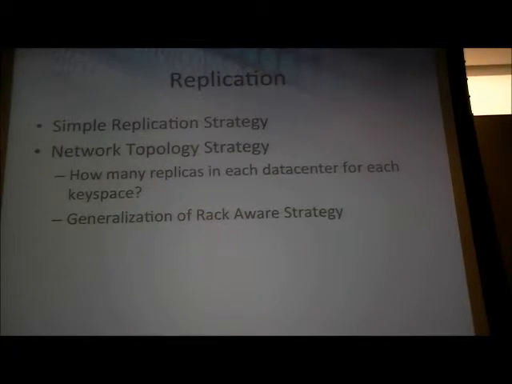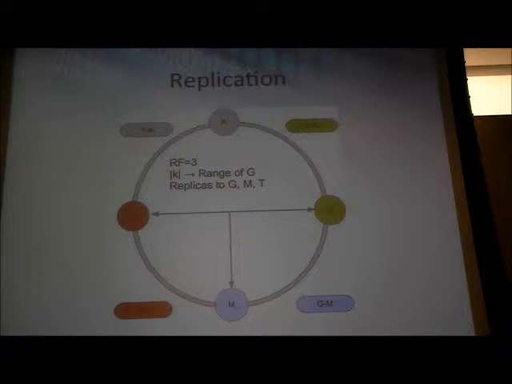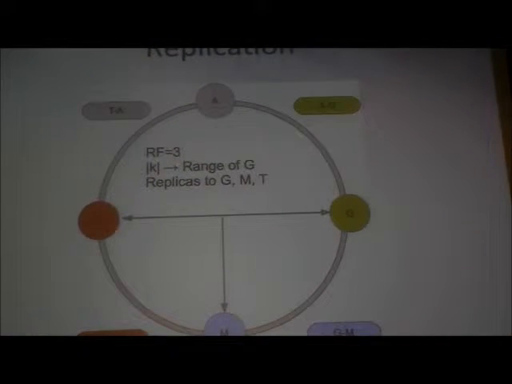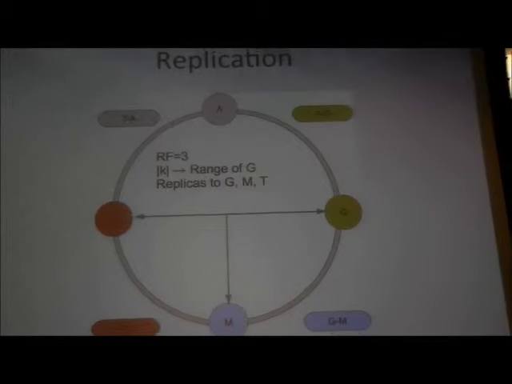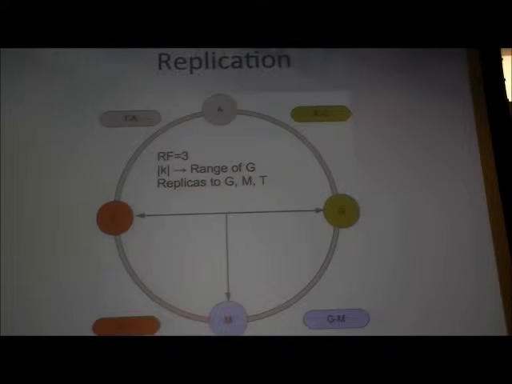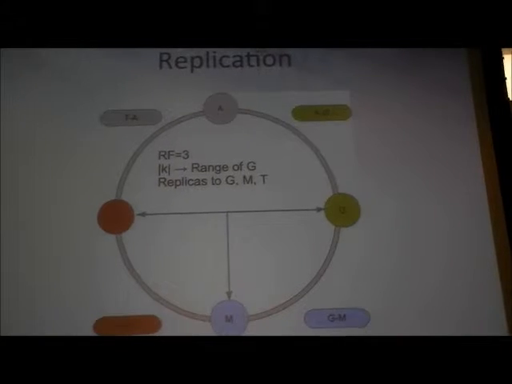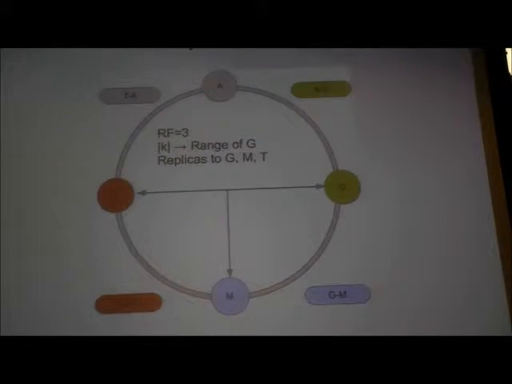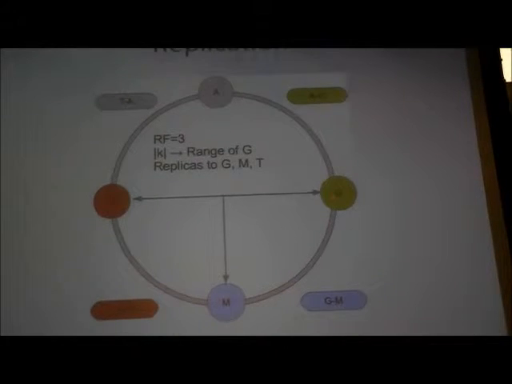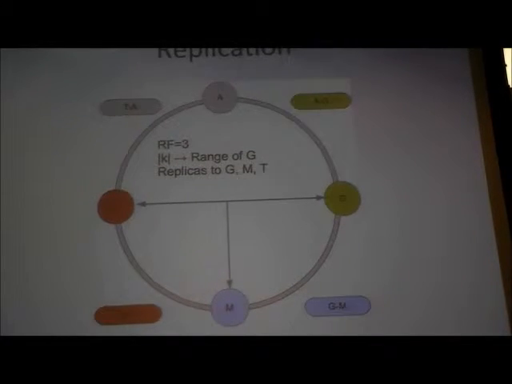In higher replication factors, however, each one of these nodes would be assigned two separate ranges. So G right here would be assigned this range. For a replication factor of 3, he would be assigned this range, and this range. And for the simple replication strategy, it's always the case. So if I have a piece of data that falls right here, the nodes that would own that piece of data would be G, M, and T.